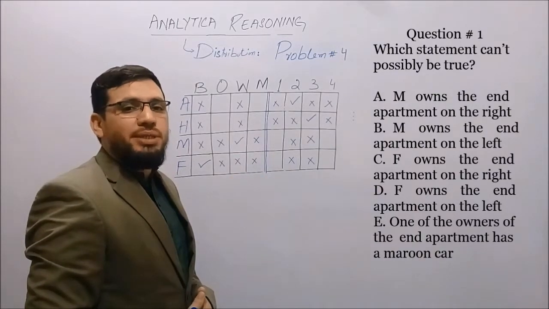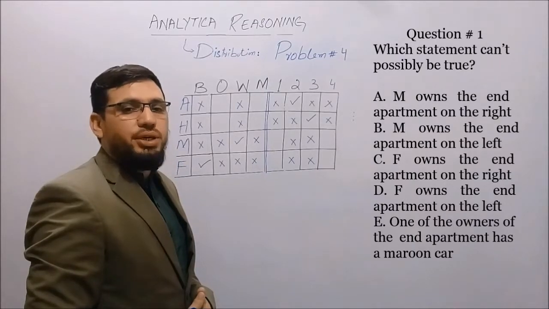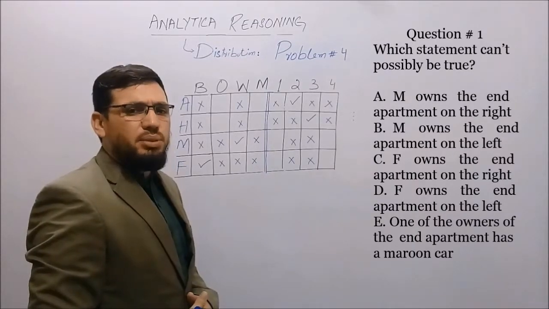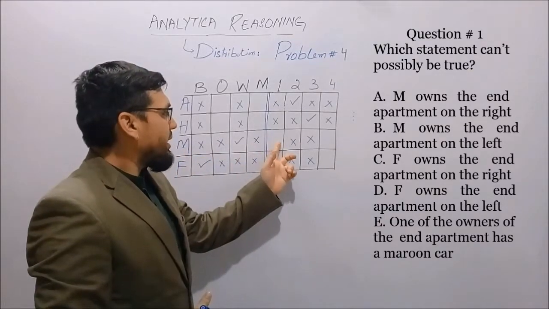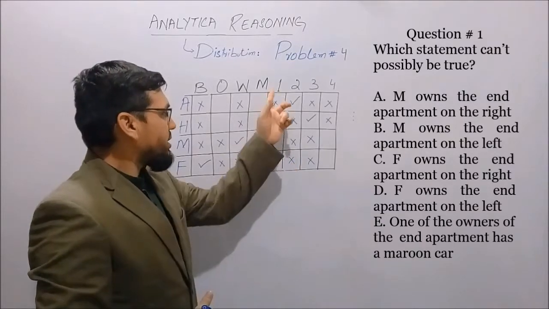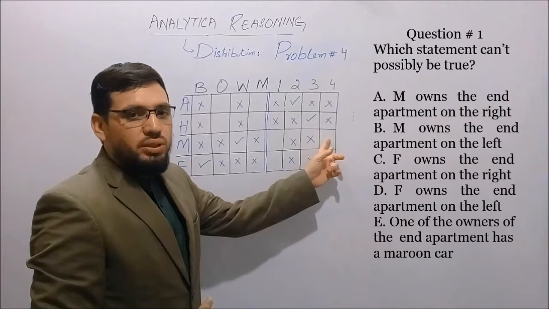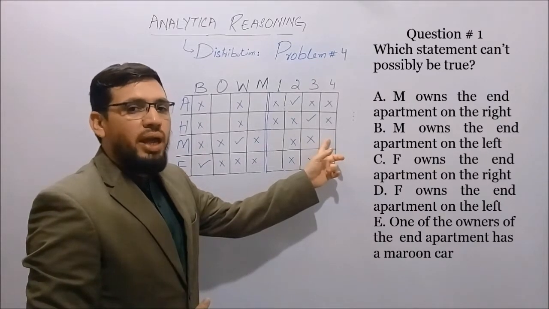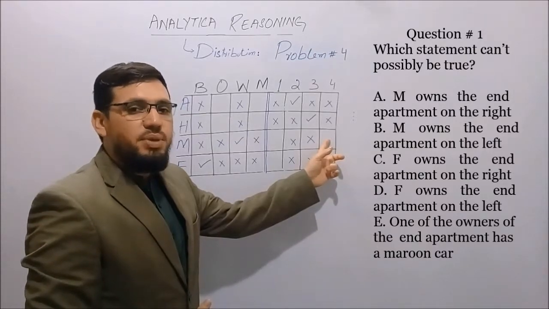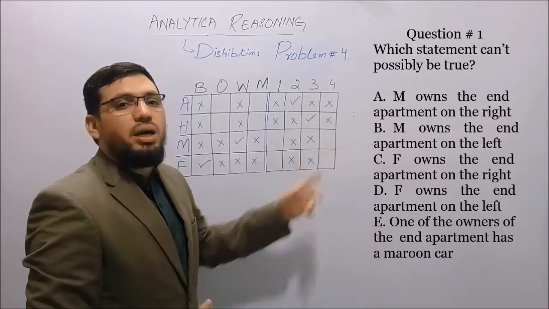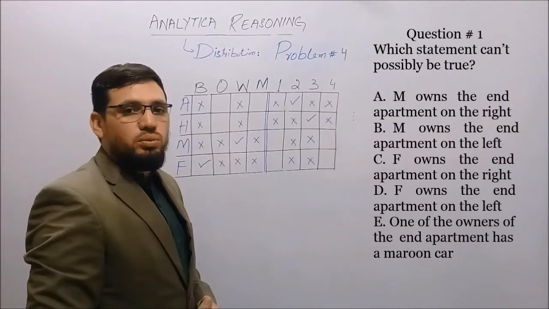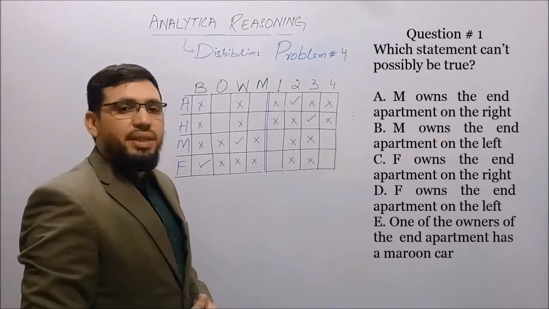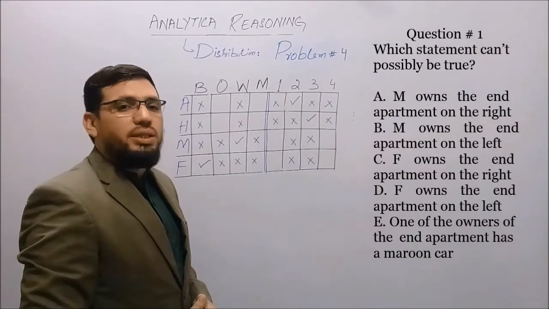Option A says that M owns the end apartment on the right. If we look at the table, you can see that for M it is possible on the right side, where the left starts from 1 and the right side is the fourth one, which is empty, so it is possible for M to own that apartment. It means this option could be right, but we are going to find the one which is not true. The second option is that M owns the end apartment on the left side.